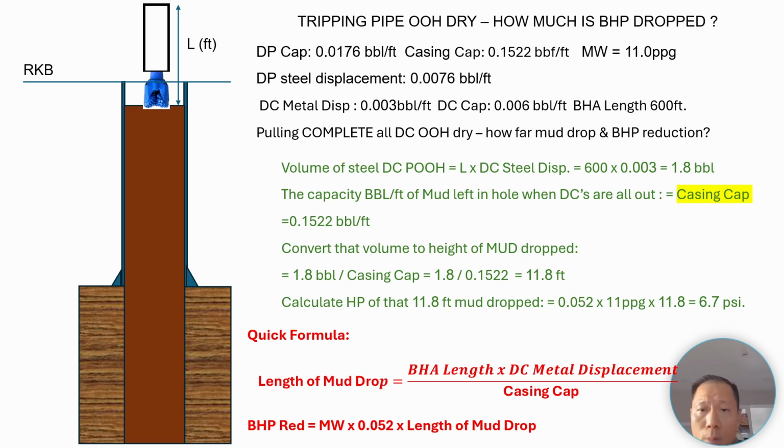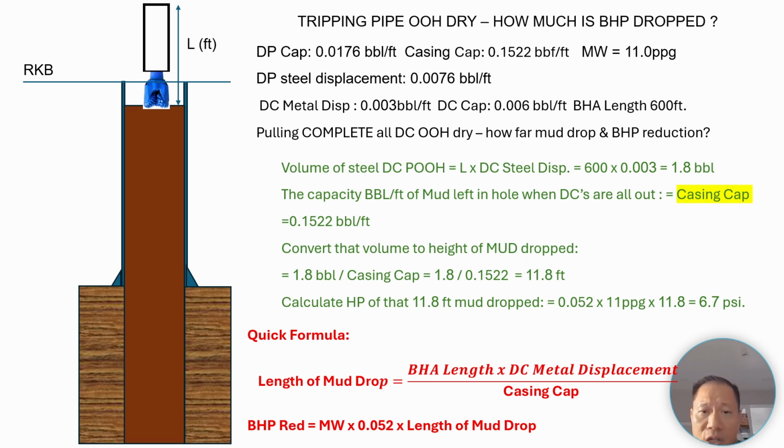So you take the volume of the steel, which is 1.8 barrels, divided by the capacity of 0.1522 barrel per foot, and you get 11.8 feet. That's the height the mud drops in the annulus. You have the height of the mud dropped, you have the mud weight, you use the constant 0.052, multiply them together, and you get 6.7 psi.